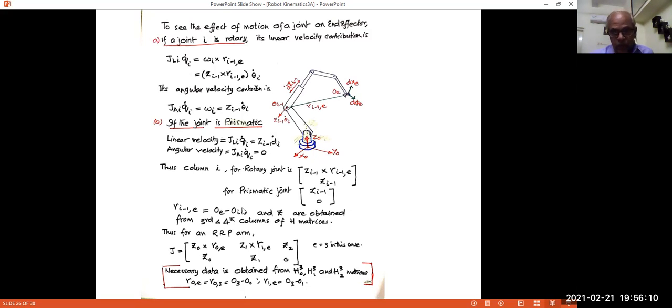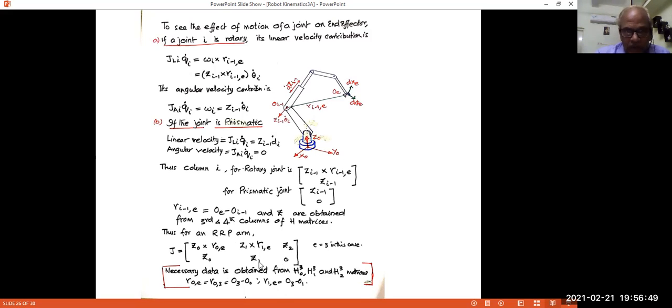Therefore, basically, you need the various H matrices that we derive from our link parameter table, and then you calculate the homogeneous transformation matrix for each row, and then you develop the various homogeneous transformation matrices H60, H10, H20, H30, and so on. And then the third and fourth columns of these matrices will help you develop this geometric Jacobian.